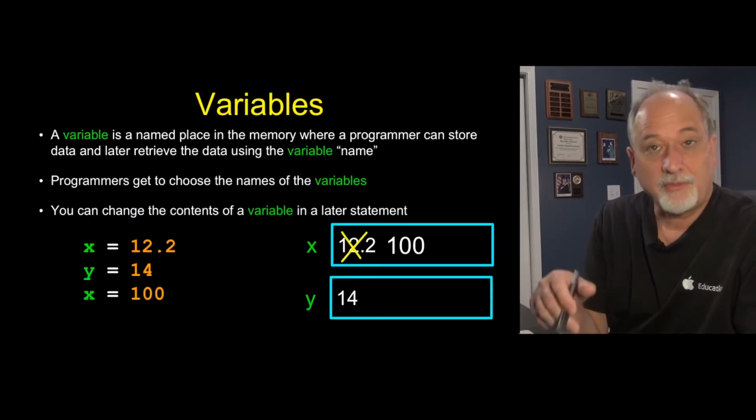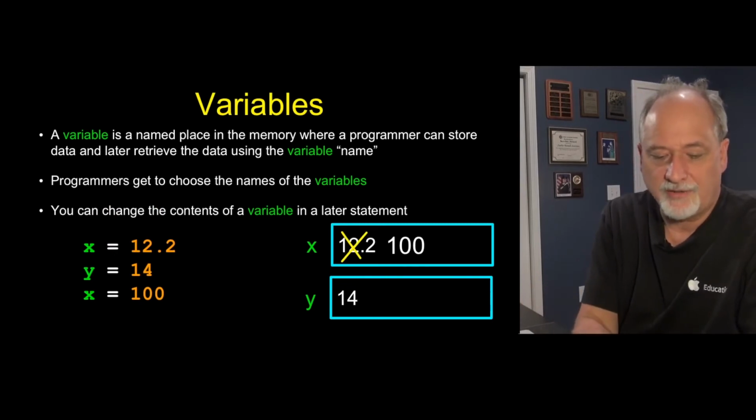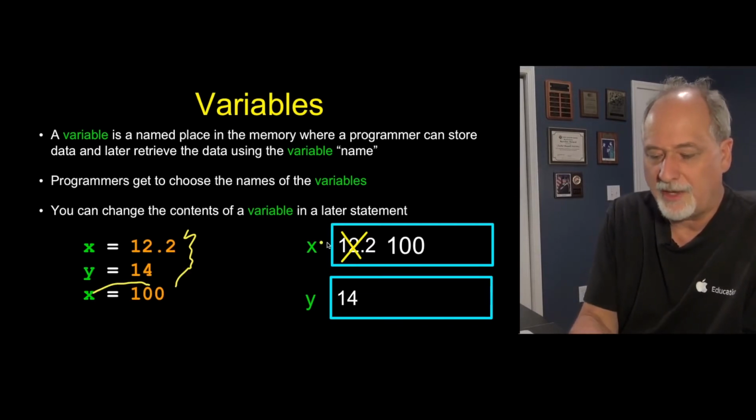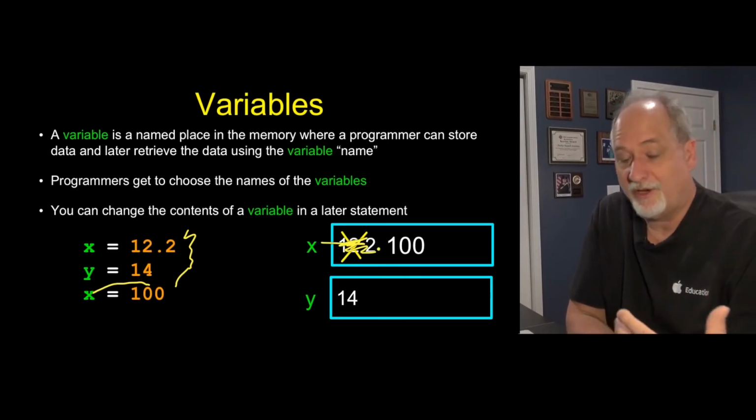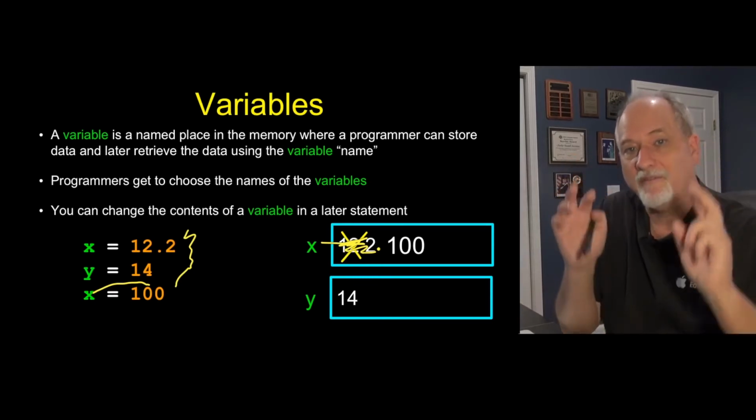Now, these variables hold one value. So now if we have these three statements, these two, and then the third one executes, it says put 100 into x, but that wipes out the old value of 12.2, and it rewrites it with 100. And so we can change the variables. That's another reason that we call them variables.